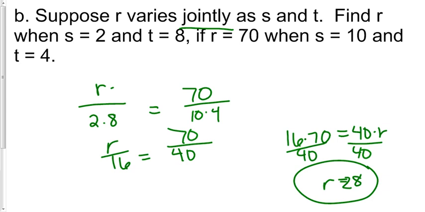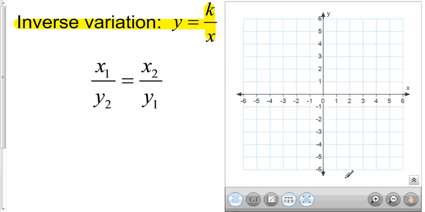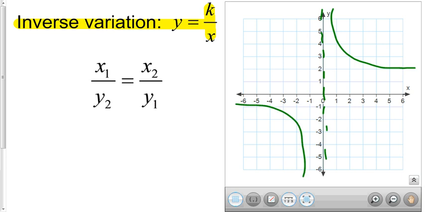Okay, there's one more type of variation, and this is called the inverse variation. So instead of k times your x value, we're dividing k over the x value. So it's actually a rational equation, and the x value here, remember, cannot equal 0. So when you graph it, you end up with a vertical asymptote at 0, and you end up with two pieces to your graph. I'm not drawing this very accurately, but that's what the graph looks like when you have an inverse variation.